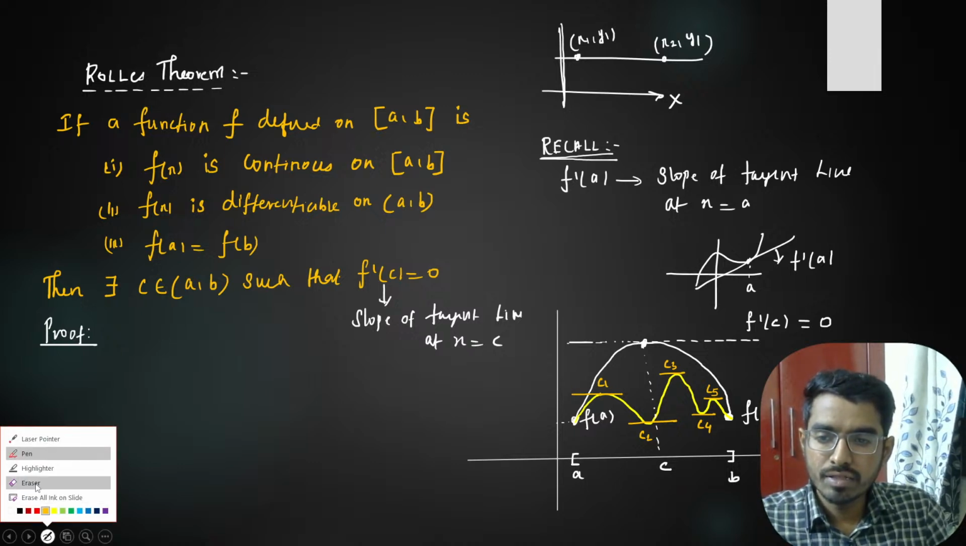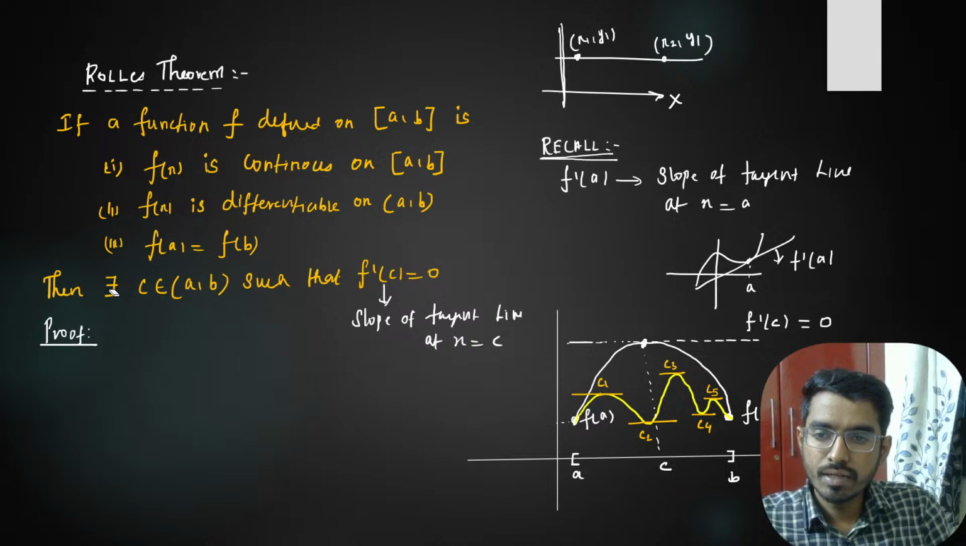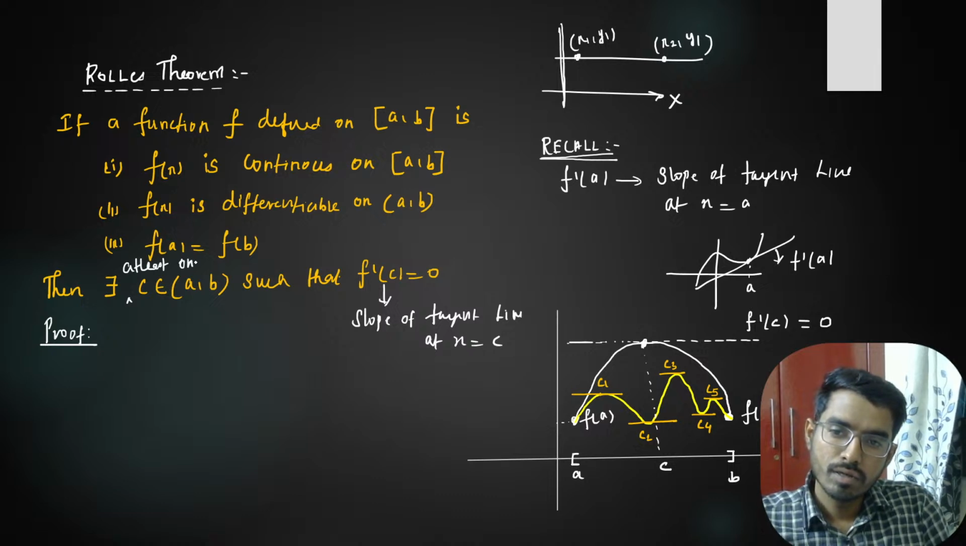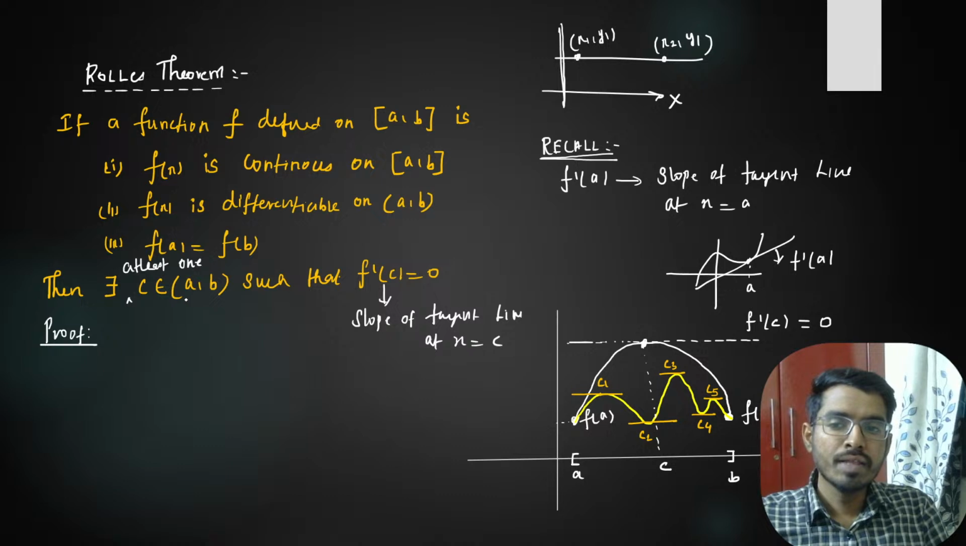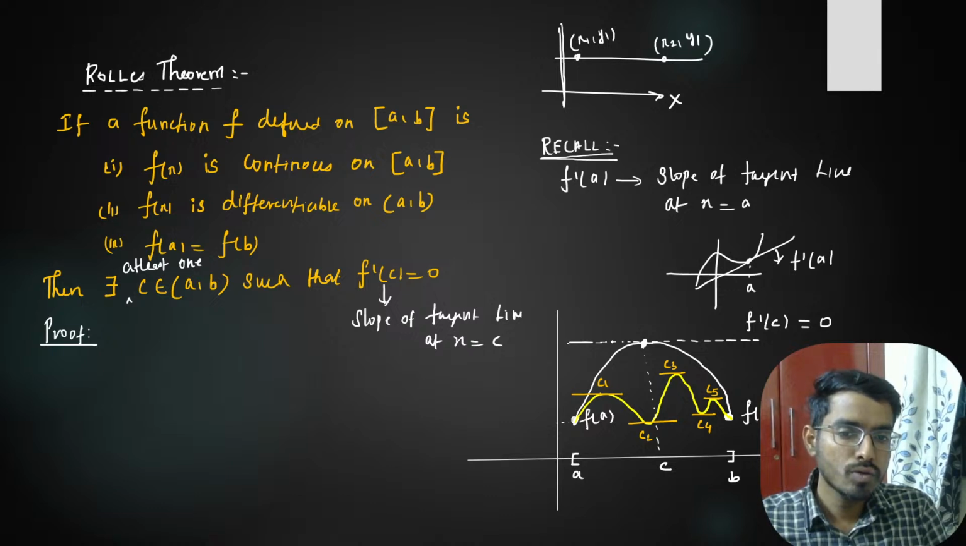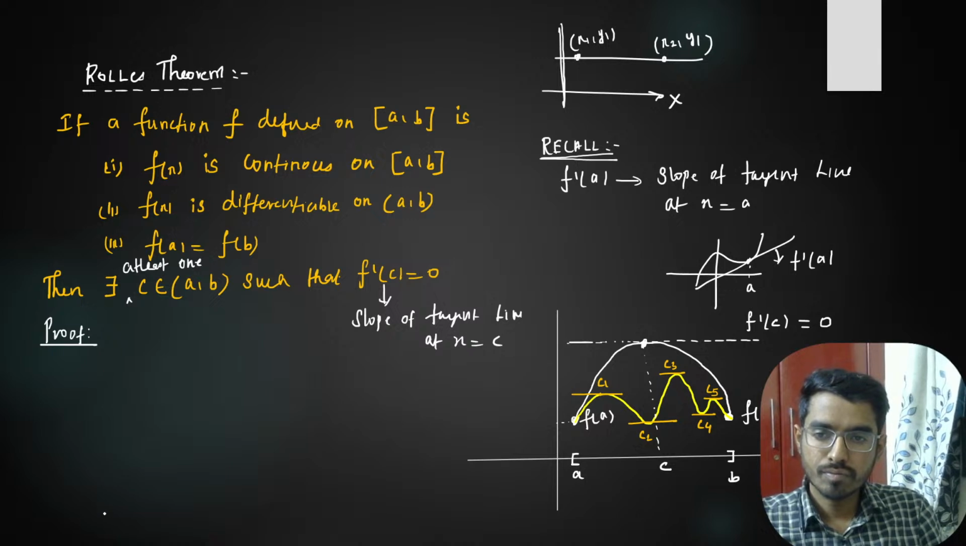Then we will rephrase this. There exists at least, this is very important, there exists at least one C in the interval a comma b, such that the derivative at this point is 0. What is the derivative at that point? It is nothing but the slope of the tangent line at that point. So we can always find at least one C whose derivative at that point is 0. That means that the tangent line will be parallel to the x-axis. Right? So we'll prove this.